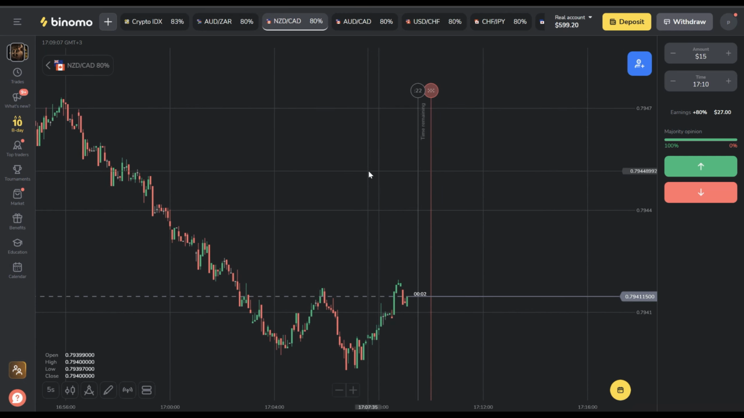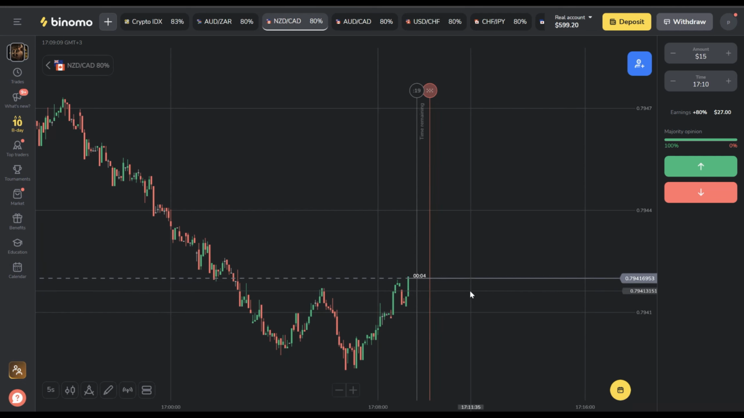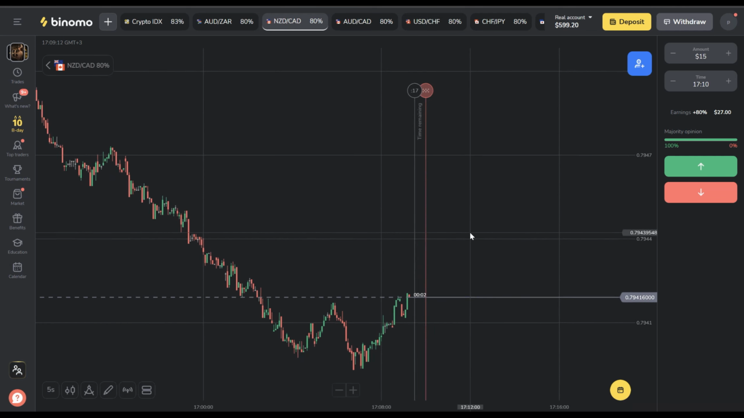Well, I paid for my lack of attention, so always make sure to check where you're opening trades, for how long, and for what amount. This can be very important.